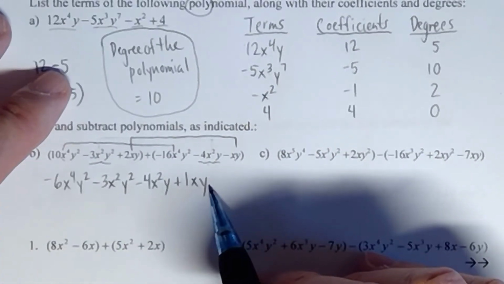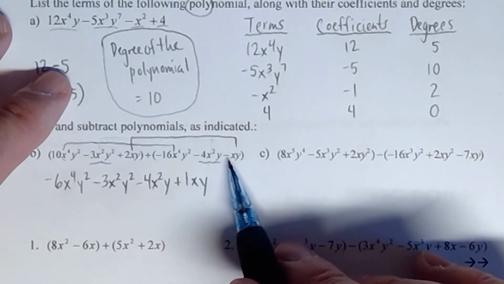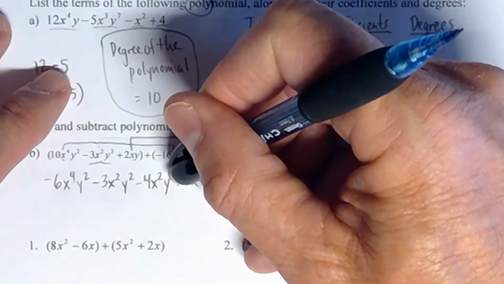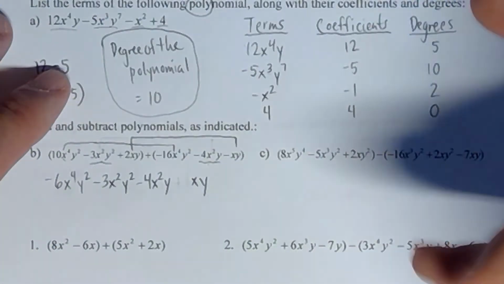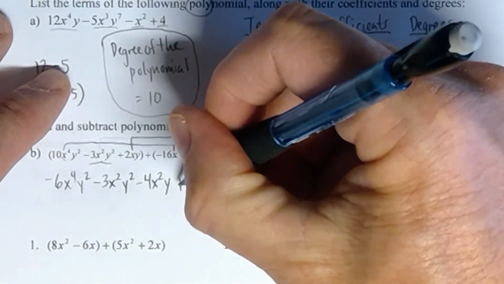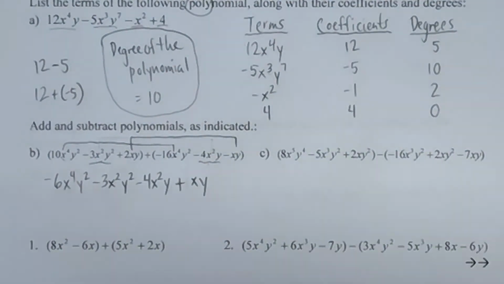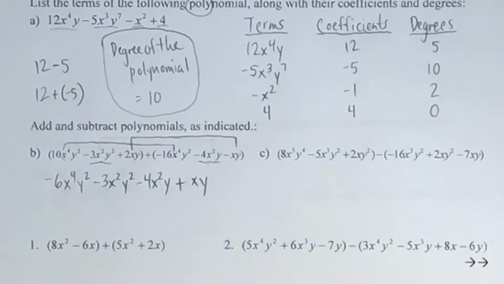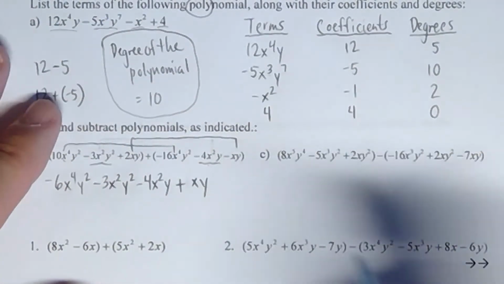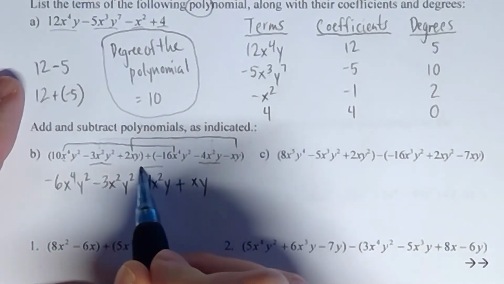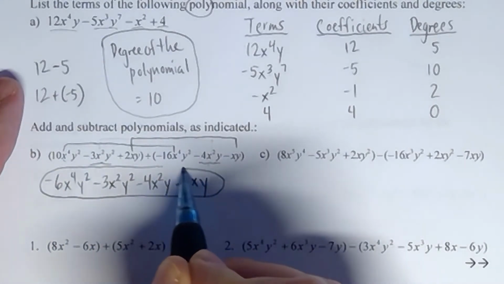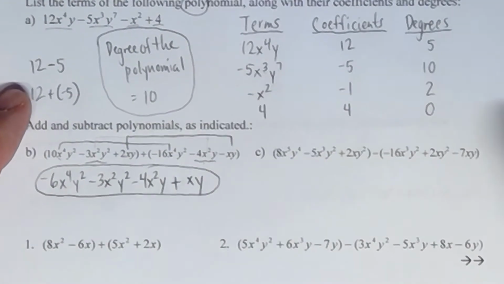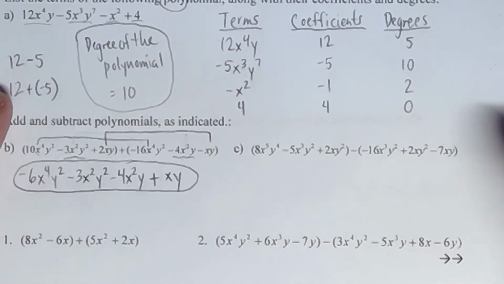So I could bring down the 1 and keep the xy part the same. Or if I don't feel like writing the 1, I can also erase it. It's your choice. I'll just say xy because we usually don't write the 1, but again, don't feel like you can't. It's okay. So that's the final answer, because when you have bracket plus bracket, all you have to do is combine like terms, and that's exactly what we did.